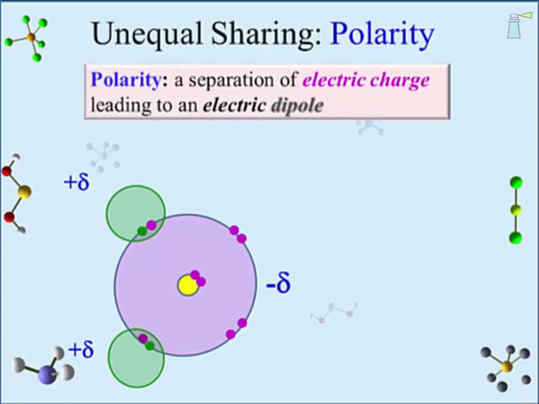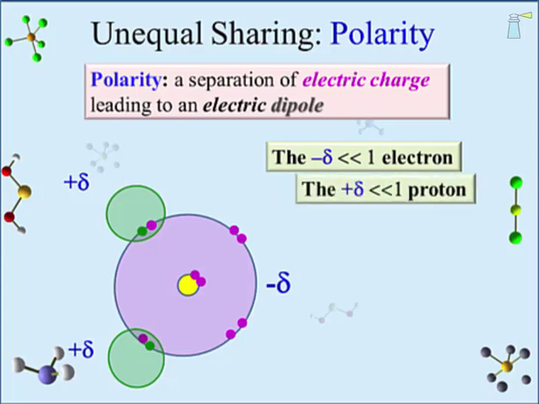It is a separation of electrical charge leading to an electric dipole. Dipole will be explained in a bit. Water is a polar molecule because there's a separation of charge. One side of the molecule is partially negative, and that's at the expense of the other side. Separated charge. To give some perspective, a partial negative charge is smaller than the whole negative charge on an electron, and the partial positive charge is much smaller than the whole positive charge on a proton.